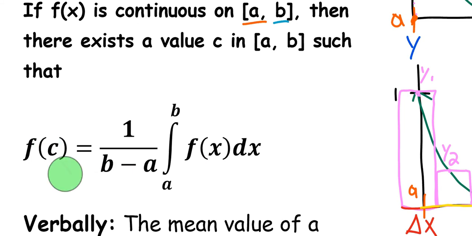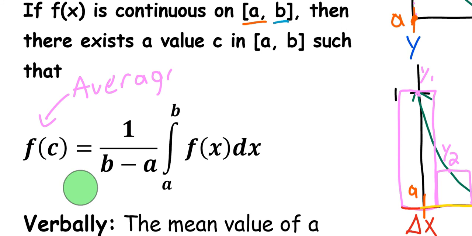F of c, now I'm going to go ahead and label this right now. F of c is going to be representing our y value, okay? So I'm just going to put average y value. And the c is the x value where the average y value occurs.